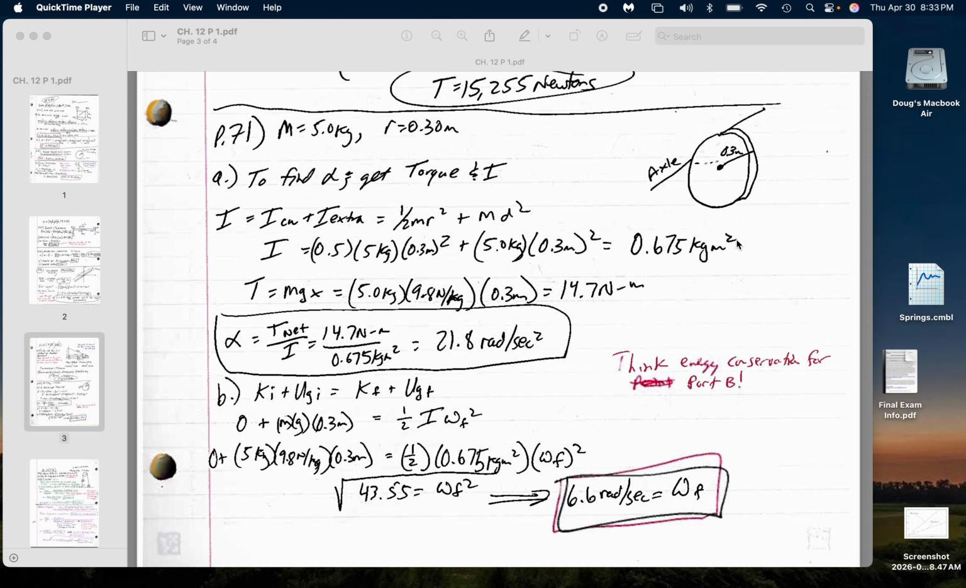Now this one is asking what the angular velocity is here at the bottom. There's a couple ways you could solve this. The easiest one is conservation of energy.